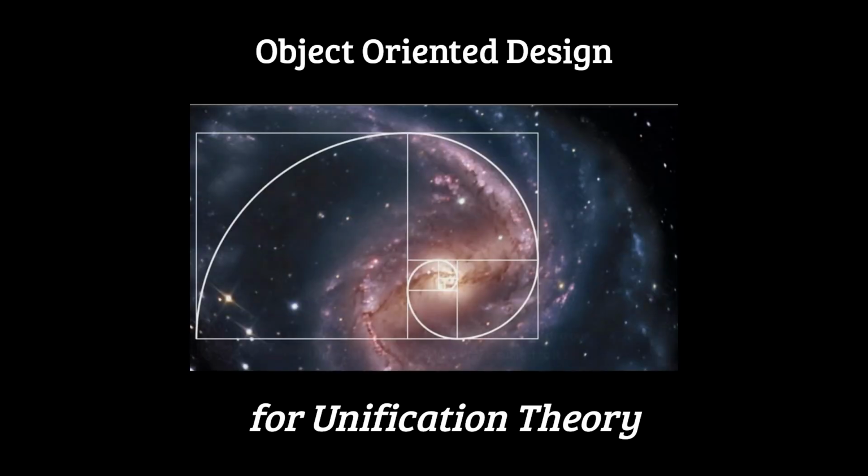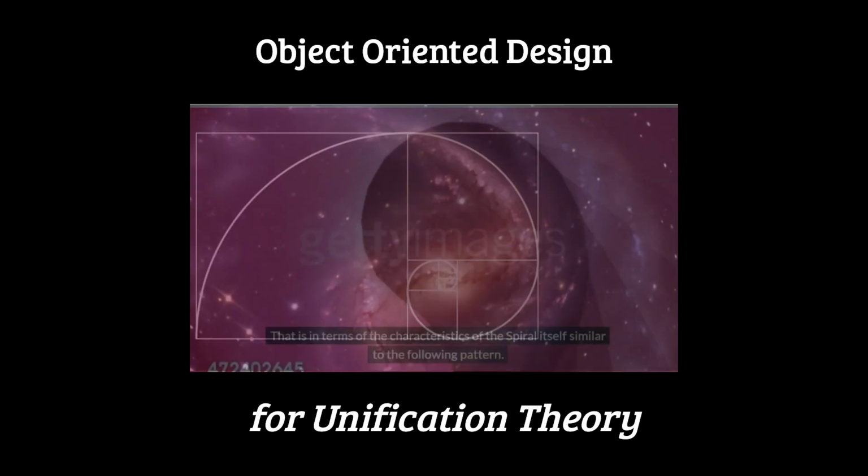Question 4. Per Fibonacci, could we further say that our universal time in the Milky Way is subject to it? Question 5. Have you thought about galaxy spirals with respect to Fibonacci? That is in terms of the characteristics of the spiral itself, similar to the following pattern.